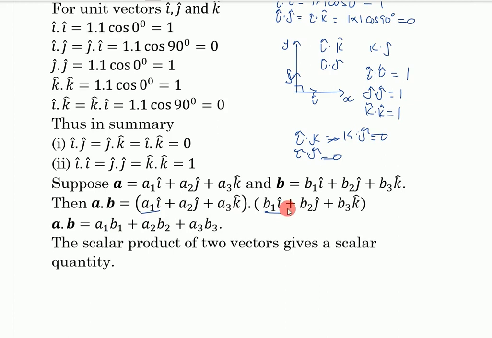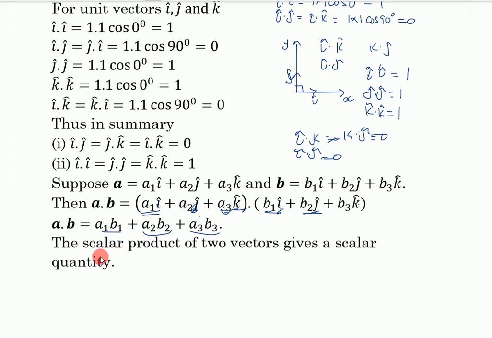But i dot i, you get 1. Then you have this one times that. But now when you have i dot j, that one is 0. i dot k, another 0. j dot i is 0. j dot j, that's how we get this a2 b2, because j dot j is 1. Then a3 k times b1 i. Once you have the k and the i, that one is 0. Then a3, you have k and j, that's another 0. a3 b3 k, that is the one which gives us this one there. So you have that a dot b is given by that.